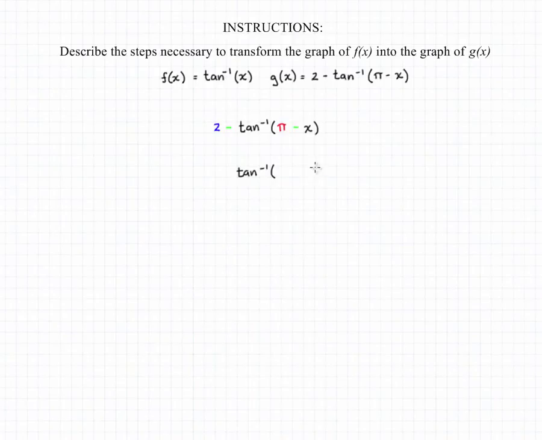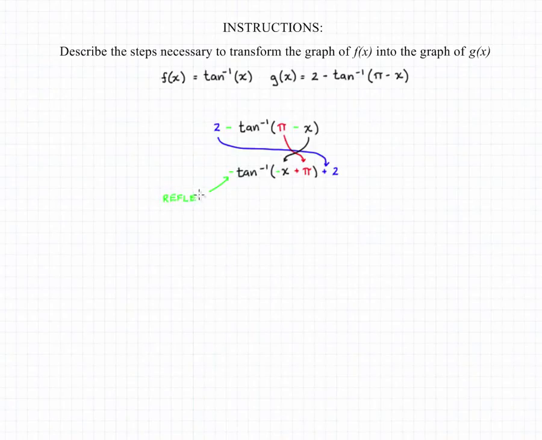So the first thing we're going to do is move the x to the front of the parentheses, and we're going to carry the negative signs with both the x and the entire function. Next, we're going to add in that pi. Having it out in front is the same thing as adding it to the x. And we can apply the same thought with the 2. Having the 2 out in front of the function is the same as adding it to the entire function.